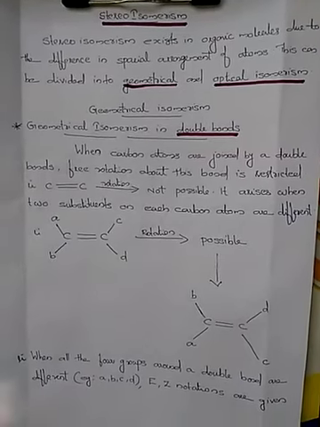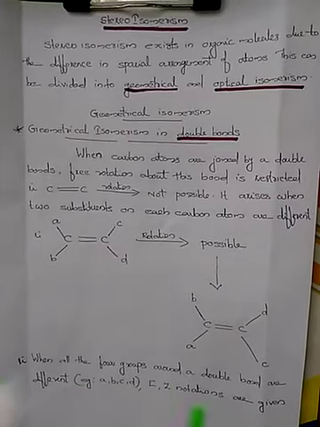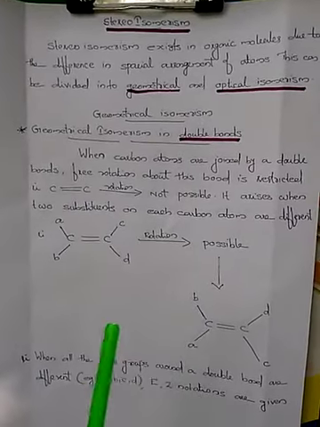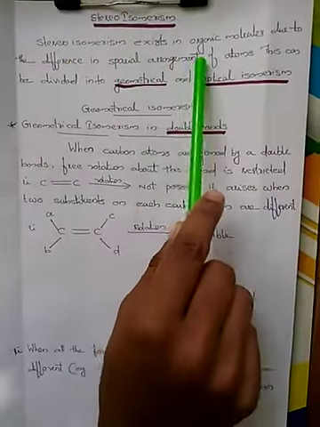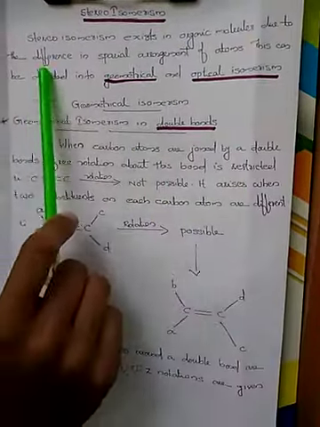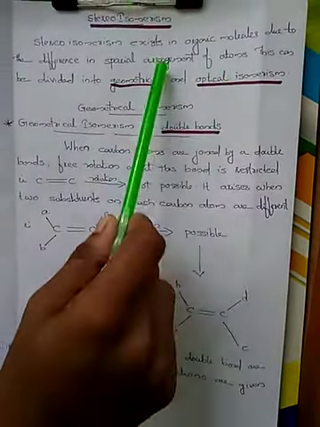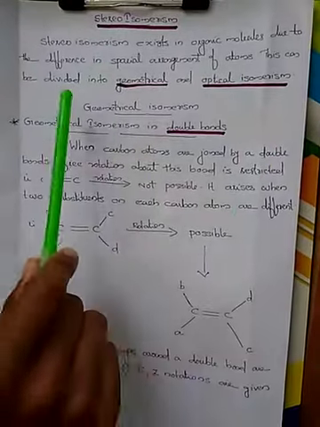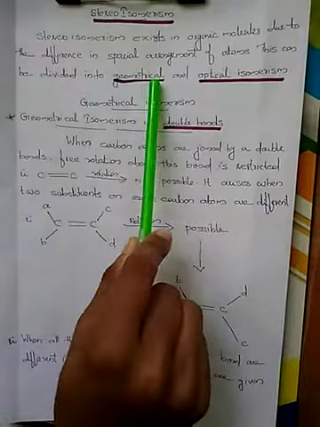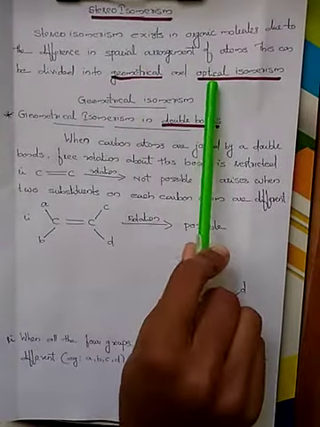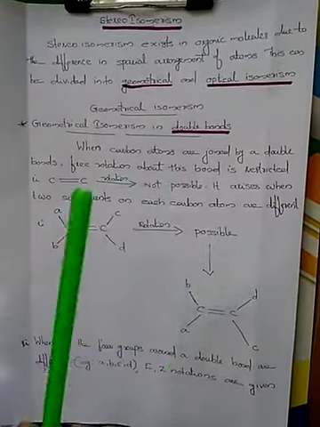Dear students, today we are going to discuss a detailed study of stereoisomerism. We have already studied that stereoisomerism exists in organic molecules due to the difference in spatial arrangement of the atoms. This stereoisomerism is mainly divided into two types. First one is geometrical isomerism, second one is optical isomerism. So today we are looking at geometrical isomerism.